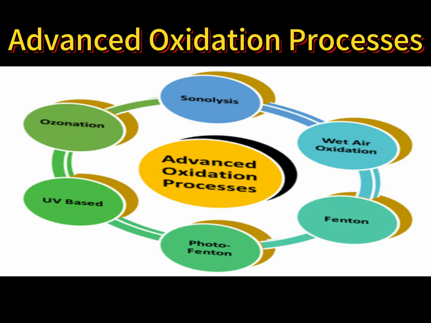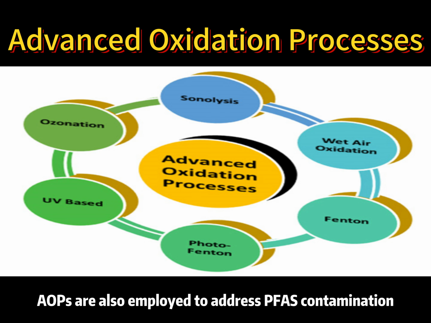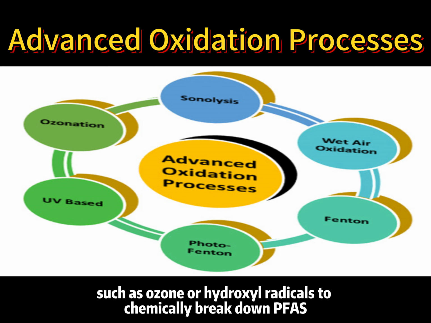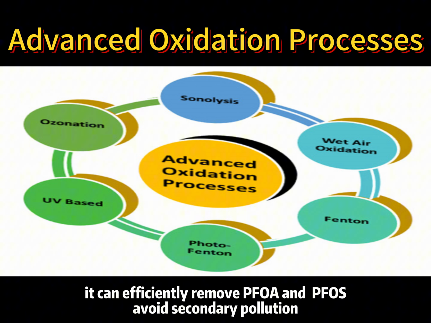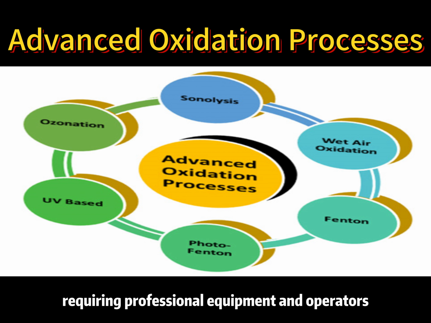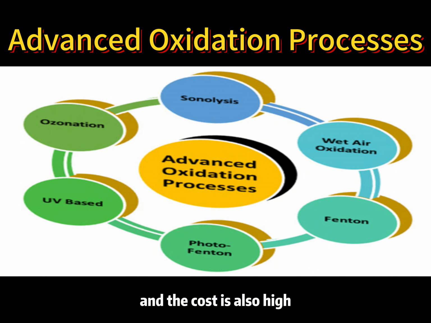Advanced oxidation processes, AOPs, are also employed to address PFAS contamination. AOPs use strong oxidants, such as ozone or hydroxyl radicals, to chemically break down PFAS. It can efficiently remove PFOS and avoid secondary pollution, but the technical requirements are high, requiring professional equipment and operators, and the cost is also high.